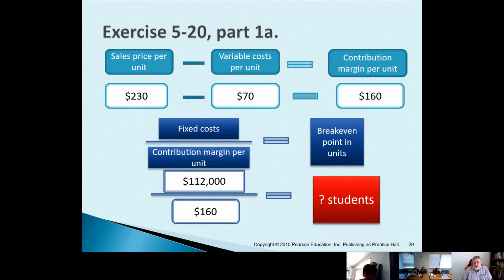What is our break-even point in students? Somebody get your calculator out and do the math for me. What's our break-even point in the number of students that we need? Fixed cost. What's 112 divided by 160? 112,000. So add 3 zeros to 112 divided by 160. 750. 750 students.